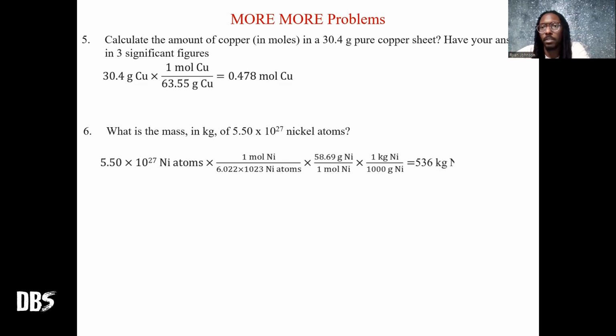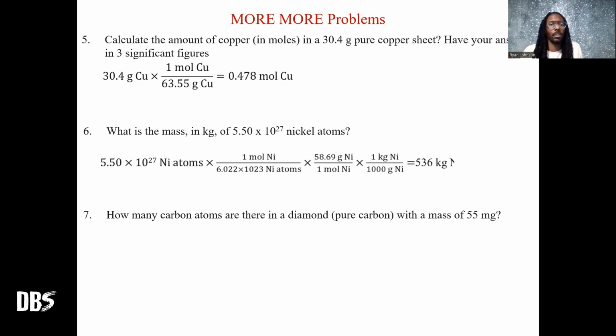Let's look at this last one. How many carbon atoms are there in a diamond, pure carbon, with a mass of 55 milligrams? So notice in this case, think about what we have to do here. I want y'all to pause me, do something, whatever, but just think about how we are going to go from milligrams to what it's asking for.